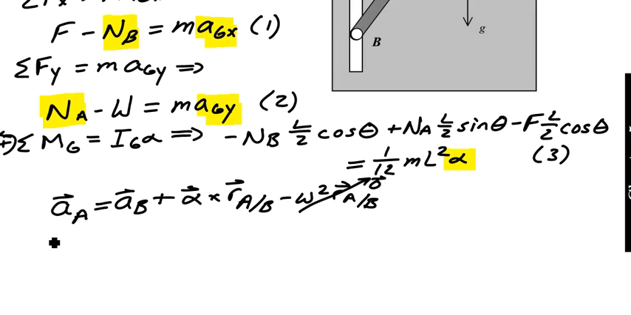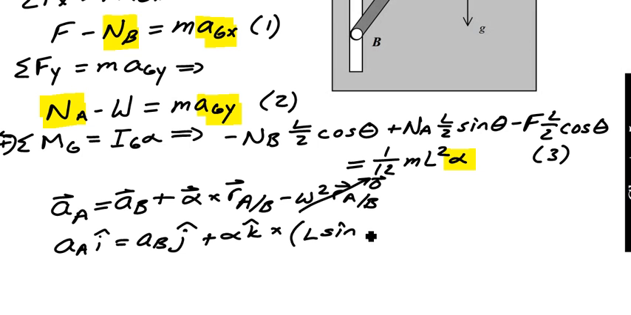And so if I expand the remainder, what I'll have here is that AA in the I direction is going to equal AB, which we know to be in the J direction, plus alpha, which is in the K direction, cross R of A with respect to B. R of A with respect to B in this case is going to be given by L times the sine of the angle theta in the I, plus L times the cosine of the angle theta in the J.